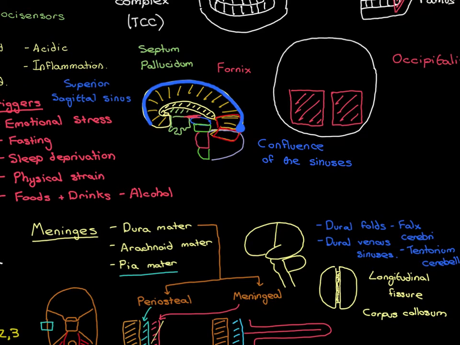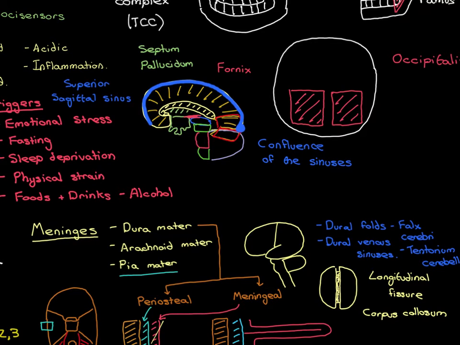We'll talk about where the confluence of the sinuses is going to be located later on, but I hope you understand how this can work. Again, it's always gaps in between either two layers of meningeal dura mater or in between meningeal dura mater and periosteal dura mater. It's gaps within the dura mater that is where these dural venous sinuses are going to be.